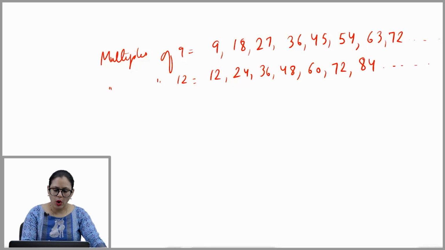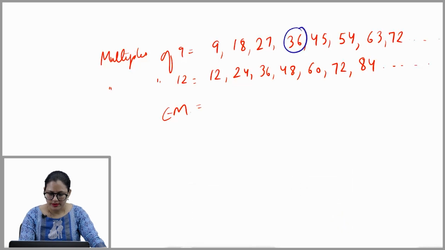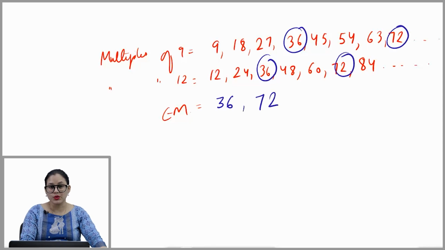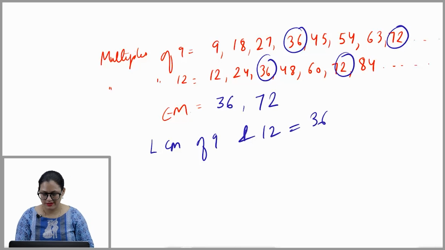Okay, now common multiples. Common multiples are 36 and 72, and out of these, which one is the least? 36. So the LCM of 9 and 12 is 36, right?